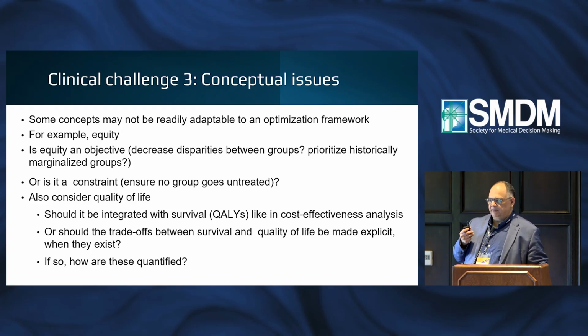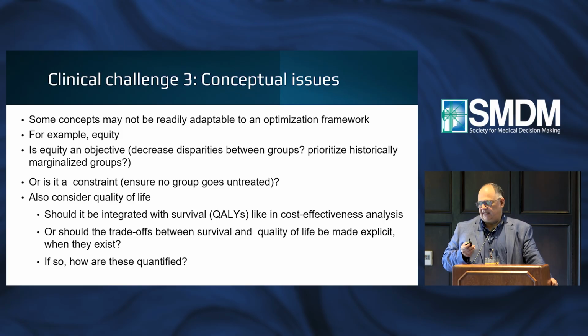And then third are some conceptual issues. Some concepts may not be readily adaptable to an optimization framework, like equity. Is equity an objective? Do we look to decrease disparity between groups? Do we prioritize historically marginalized groups? Is it a constraint? Do we ensure that no groups go untreated? Do we ensure that each group gets a minimum level?